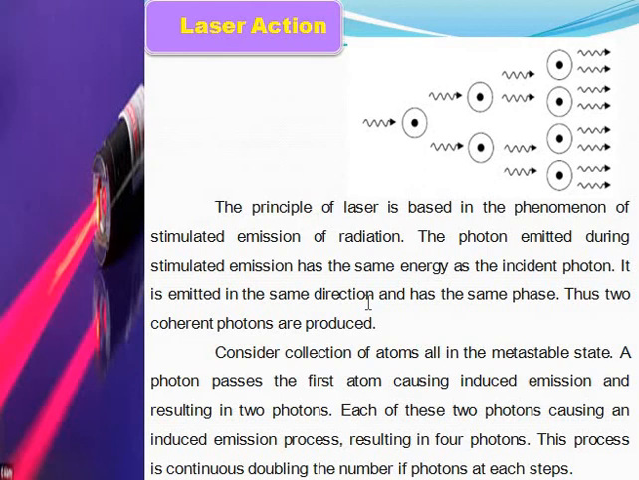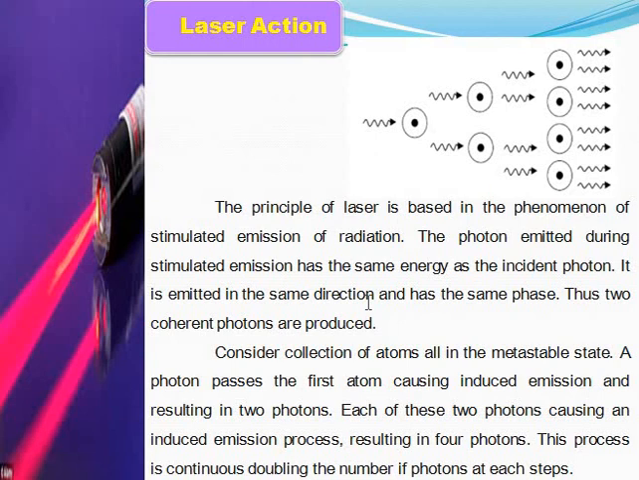The third one is that the population of the upper level must be greater than the lower level, in the sense the population of excited atoms in the higher energy level must be greater than that of the ground state atoms. Then the fourth one is that induced emission of radiation must take place.